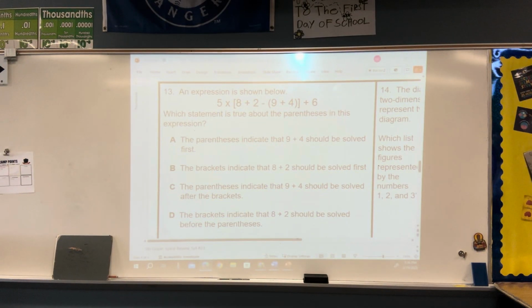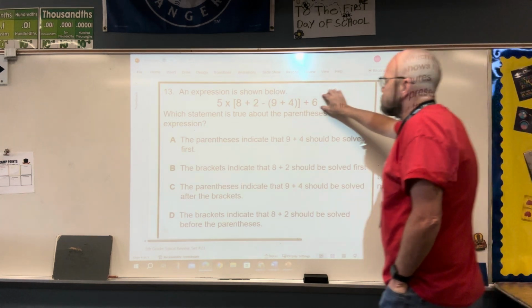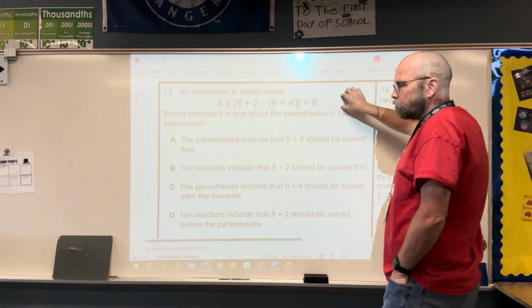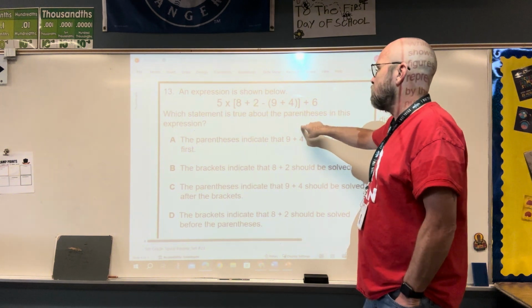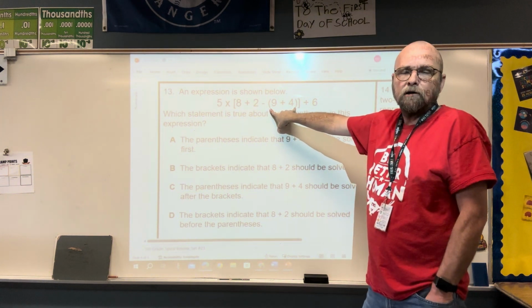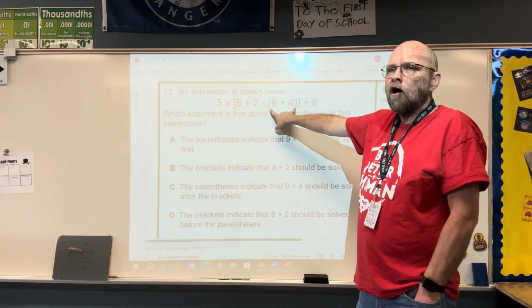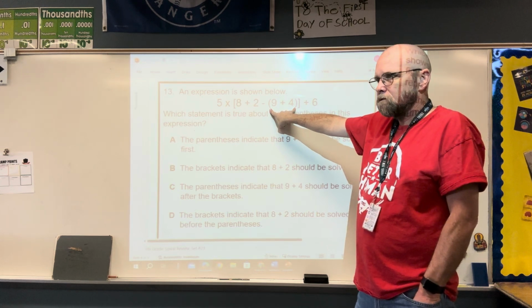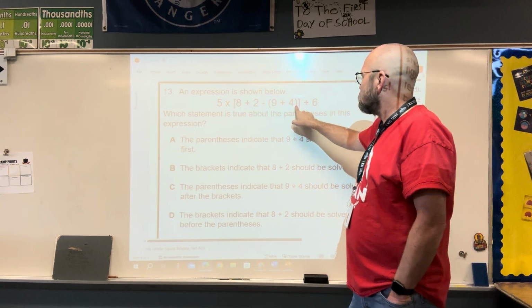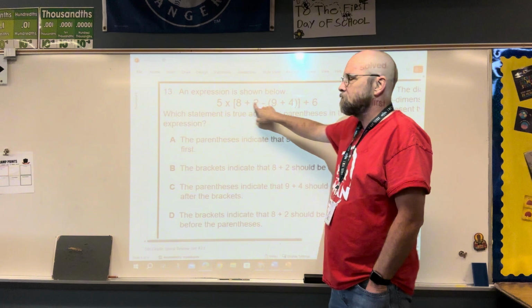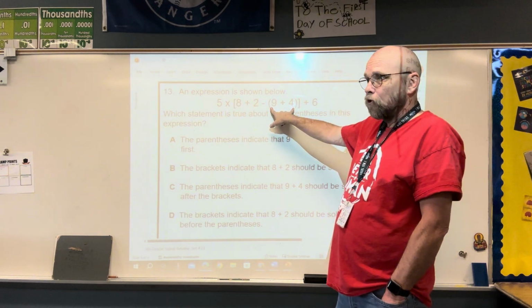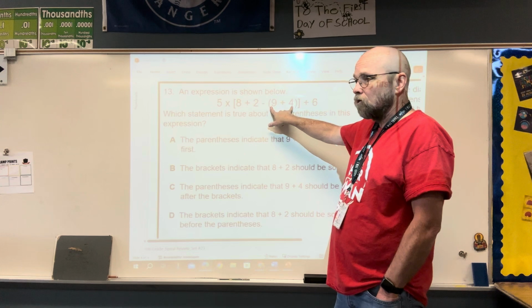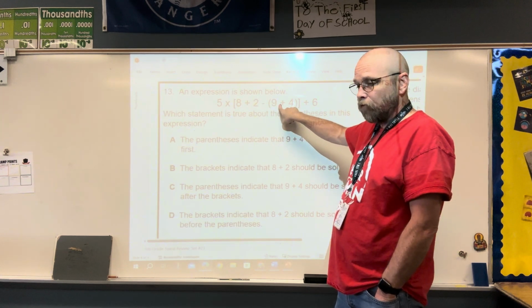An expression is shown below. 5 times 8. Which statement is true about the parentheses in this expression? So we have our parentheses here. We always start with grouping symbols. So we have grouping symbols and we have 3 operations in the grouping symbol. But since we have parentheses in the grouping symbol, that's another grouping symbol. So we're going to start with 9 plus 4.